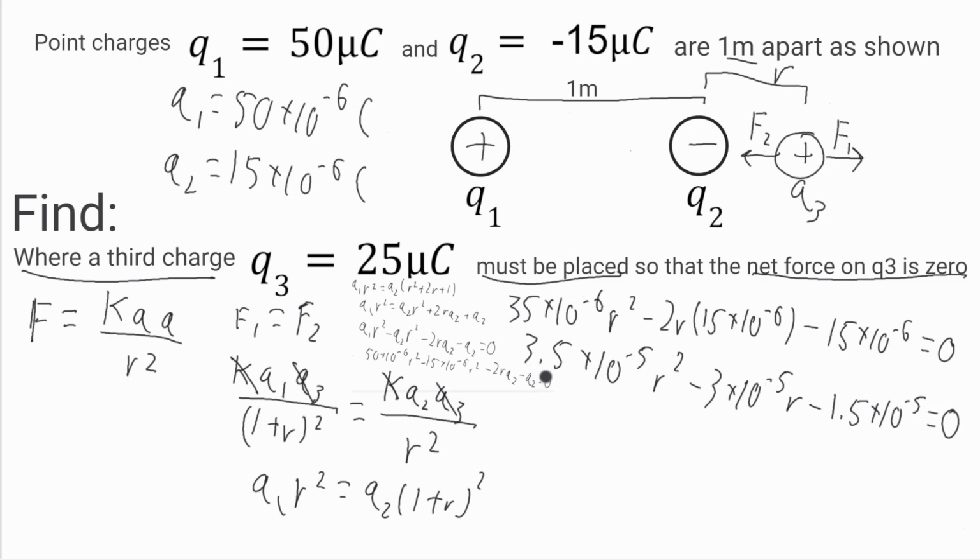Now you can use the quadratic formula or plug this into a graphing calculator and solve for R by getting the x-intercept, and you'll find that R is equal to 1.21 meters, and this is to the right of Q2. And so that is your final answer.